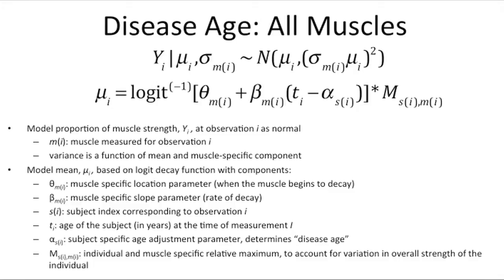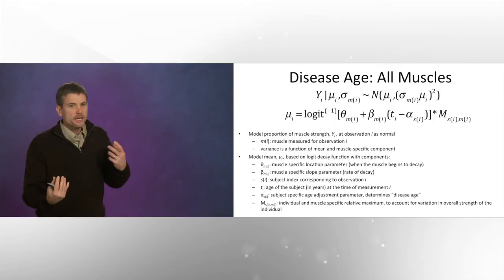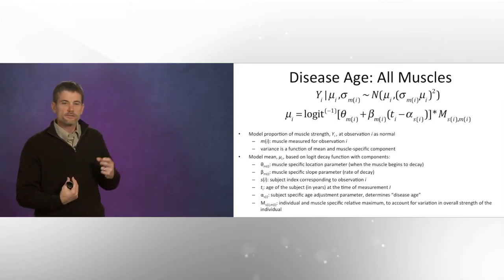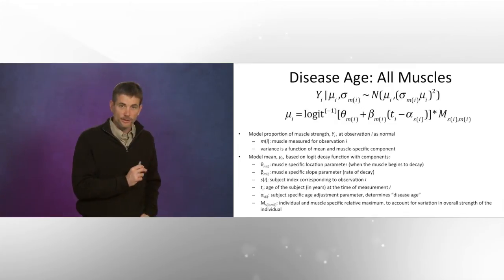We then have a disease age alpha for each subject, and a subject-specific random effect, capital M, for how strong they are relative to average. Somebody might be diseased but above one because they would be well above one without the disease. They're stronger than average. So we've got a specific random effect per muscle for each subject. We fit the model jointly, all the parameters, the logistic decline to these, and we can estimate the disease age of every individual jointly across all muscles, as well as model where we think the patient is going.